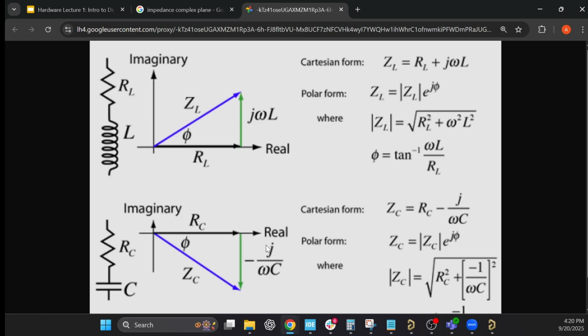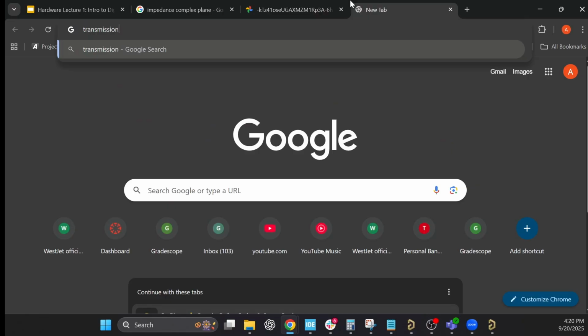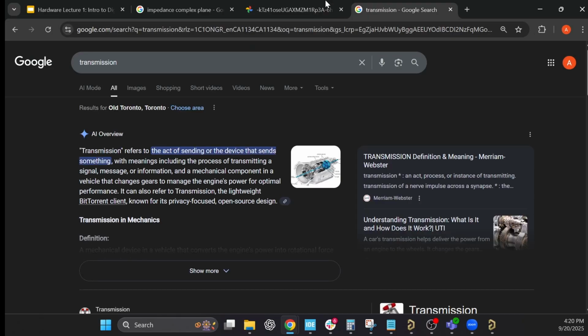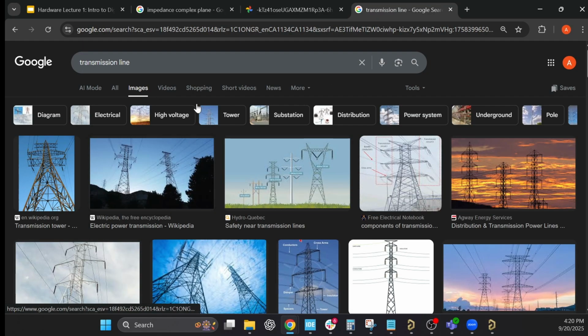Now, in terms of where that ties into RF stuff, when you look at what's called a transmission line. A transmission line is literally any wire, but let's just think of a coax cable used to transmit TV, for example.